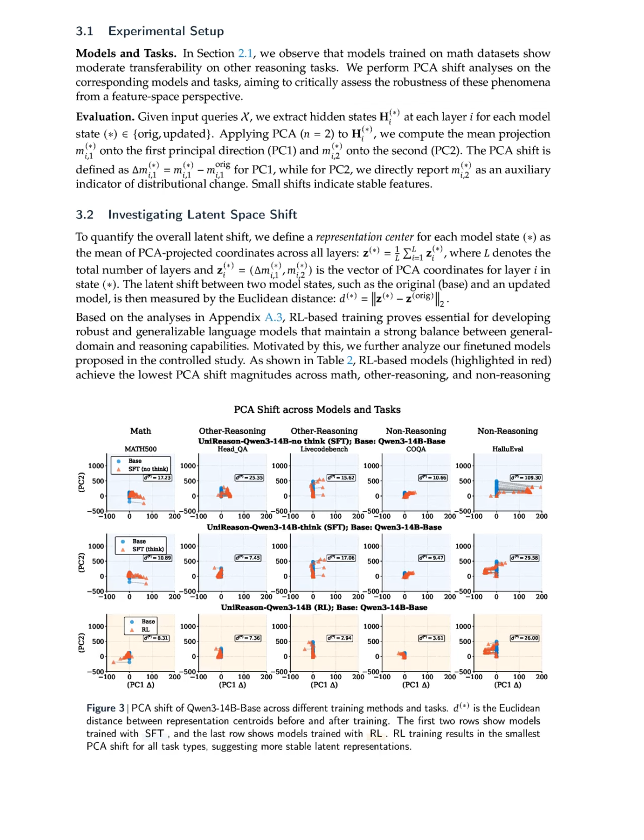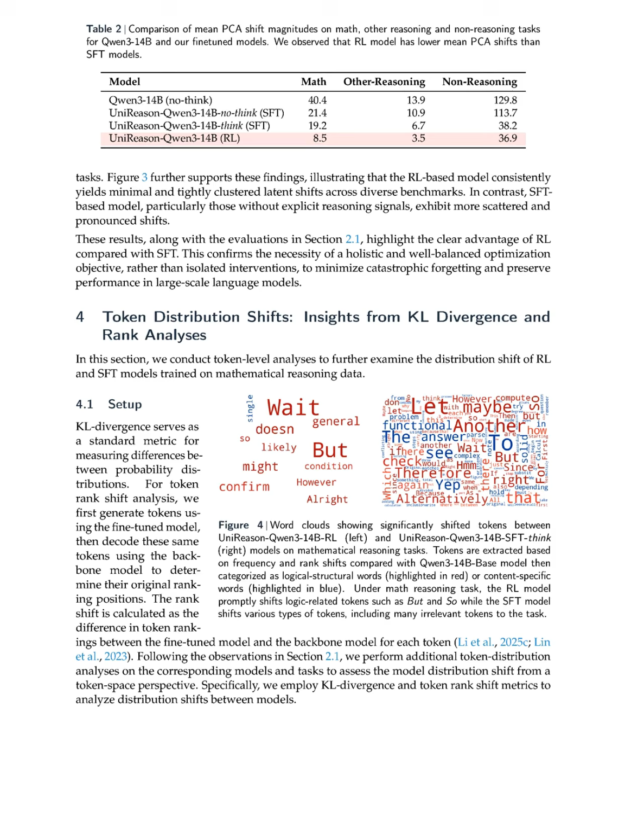Additionally, PCA shift analyses reveal that RL models maintain a more stable latent space, resulting in minimal shifts in internal feature geometry, which is crucial for knowledge transfer. Furthermore, token distribution analyses show that RL models exhibit lower KL divergence and token rank shifts compared to SFT models, suggesting that RL fine-tuning preserves relevant task-related tokens while minimizing irrelevant shifts, thereby enhancing overall performance across various tasks.